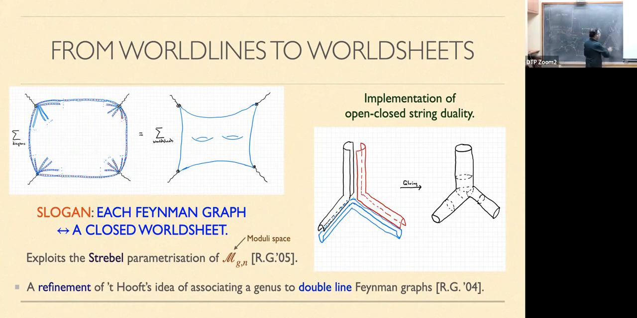Over here, you should think of these three strips as these three strips here. And they're glued together in a very canonical, mathematically precise way, which uses a certain parameterization of Riemann surfaces. So in some ways, it's a refinement of 't Hooft's idea. 't Hooft associated a genus. He said that this whole class of Feynman diagrams which have this genus corresponds to the string theory. But I want to break that down in a more refined way. Say that each term in this Feynman diagram is associated to a Riemann surface, and the sum over all the topologies is the sum over all the Riemann surfaces.